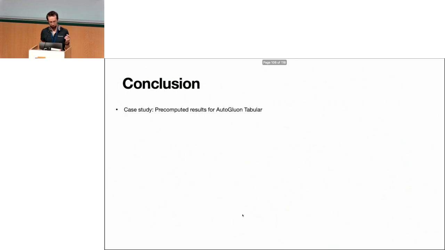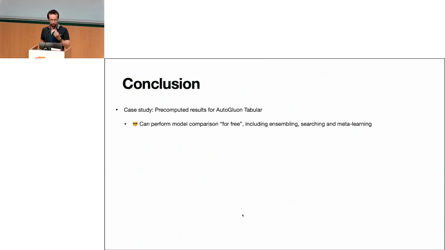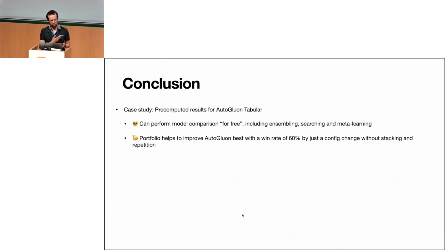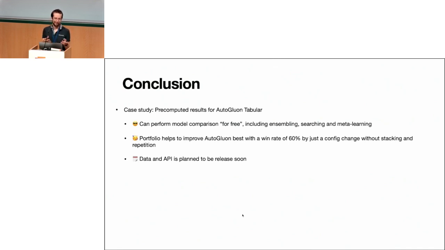To conclude this part, I showed a case study on pre-computed results for AutoGluon tabular. I hope I convinced you how pre-computed results can be very useful, doing model comparison for free, including sampling, searching, or doing meta-learning. I showed you that for AutoGluon, with just a config change, just changing the default parameters, we're able to improve the system by a lot. This data, we plan to release it. We don't have the date yet, but we are planning maybe some time around this year.